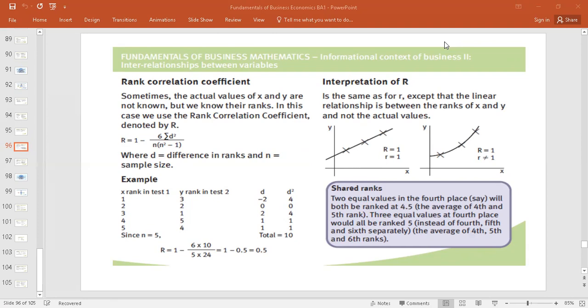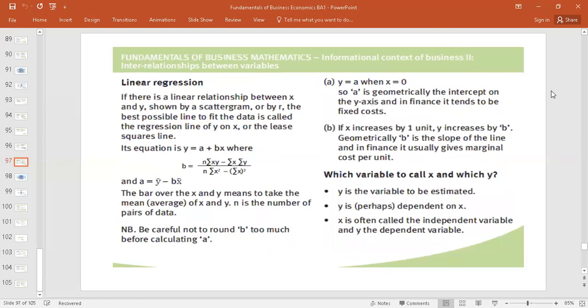Okay. Shared ranks: two equal values in the fourth place will both be ranked as 4.5, so the average of fourth and fifth. If both of them have equal value, the same rank would be given. Three equal values at the fourth place would all be ranked as 5 instead of 4. Fourth, fifth, and sixth, that's the middle value. So the same rank 5 will be given to the fourth one, fifth one, sixth one. All of them are basically formula based.